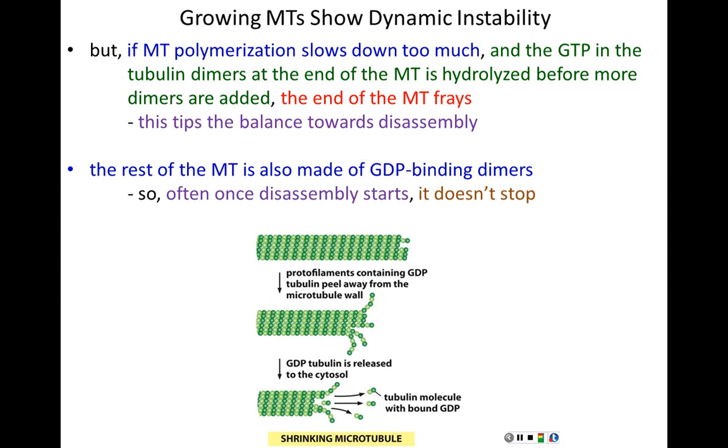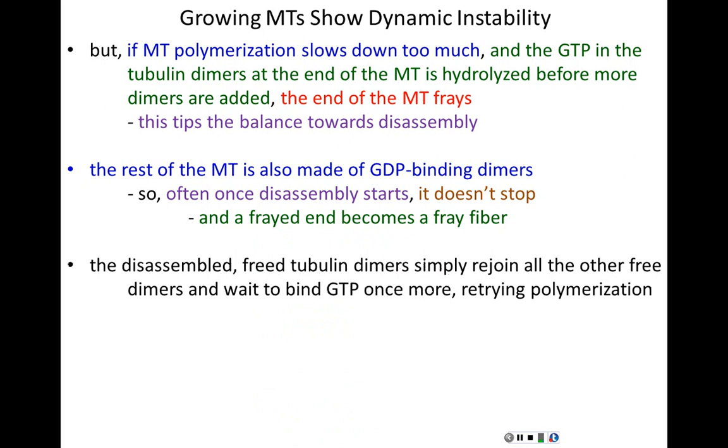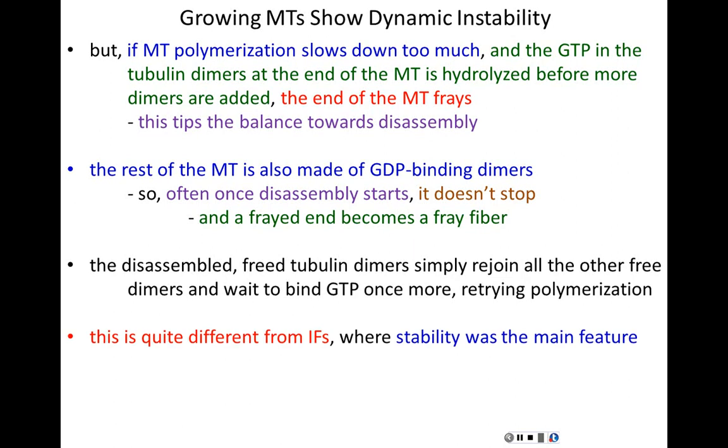Once disassembly starts, it often doesn't stop because all of the tubulin dimers contain GDP, and all of them technically don't want to be there. The frayed end of a microtubule fiber becomes a frayed fiber entirely. Once microtubules disassemble, those tubulin dimers are freed. They join the pool of all the other free tubulin dimers, and they wait to release their GDP, bind GTP, and once again enter the polymerization stage.